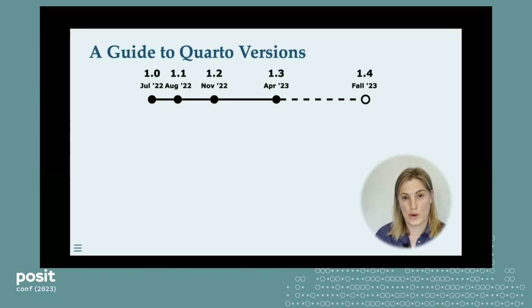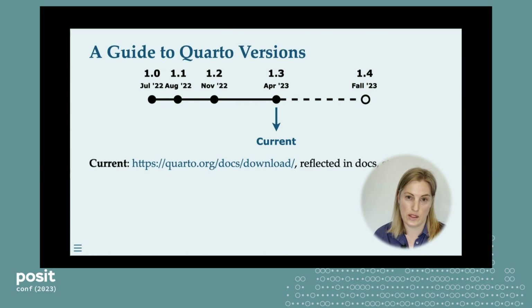Before we jump in, let me give you a little context on Quarto versions. Quarto 1.0 was the version when Quarto was released last year. Quarto 1.1 and 1.2 were released before the end of the year, and Quarto 1.3 was released in April this year, 2023. Quarto 1.3 is the current release. That means it's the one you'll find when you head to our downloads page on quarto.org, and it's the version that the documentation describes. We do release updates to the current release, but those updates are somewhat infrequent.